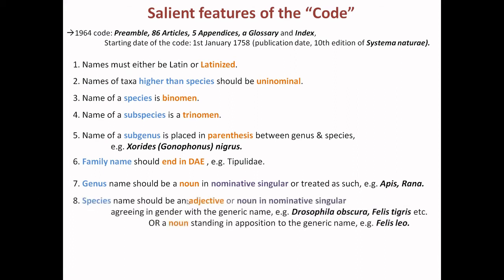While the species name can be an adjective, it can be nominative singular like the genus, but it agrees in gender with the generic name. For example, Drosophila obscura or Felis tigris. Or it can be a noun standing in opposition to the generic name, like Felis leo. So genus is always a noun in nominative singular, whereas the species name can be an adjective, a noun in nominative singular, or a noun in opposition. Species can take these three forms of speech.